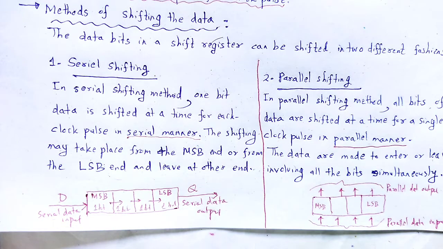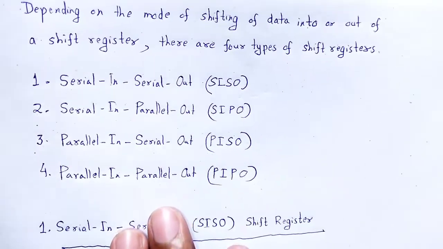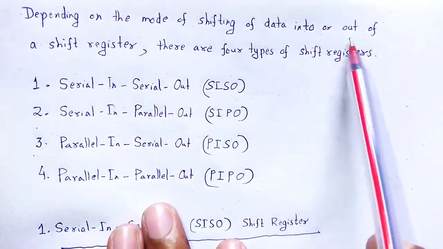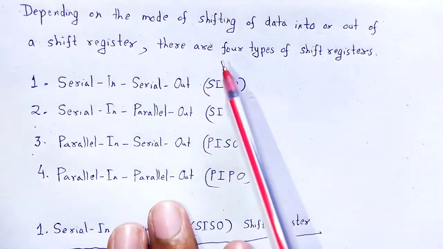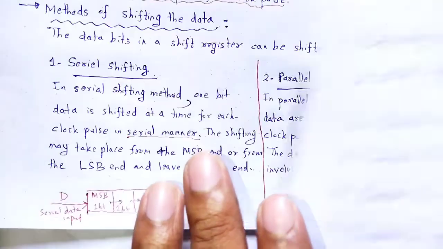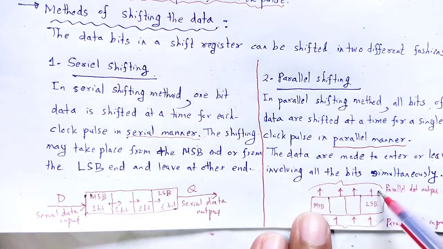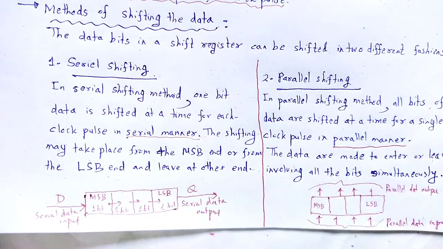Next, depending upon the mode of shifting of data into or out of the shift register, there are 4 types of shift registers. Shifting data is in, data is out, data is in, data is out. On that basis, we classify the shift registers into 4 categories.